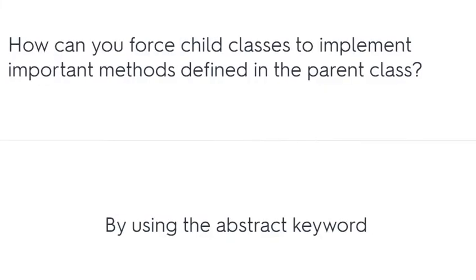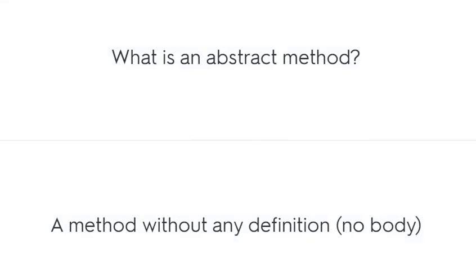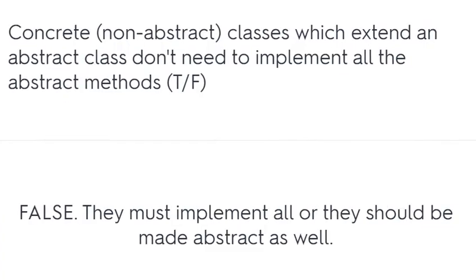How can you force child classes to implement important methods defined in the parent class? By using the abstract keyword. Any class extending this abstract class must provide the implementation of the abstract methods. True. What is an abstract method? A method without any definition. Concrete classes which extend an abstract class don't need to implement all the abstract methods. False. They must implement all, or they should be made abstract as well.